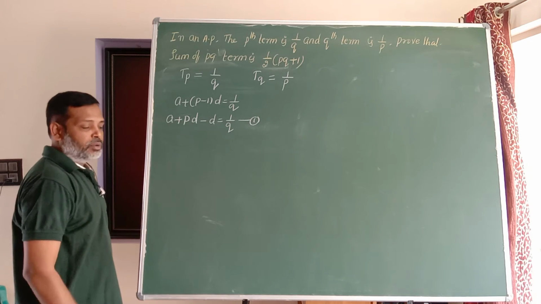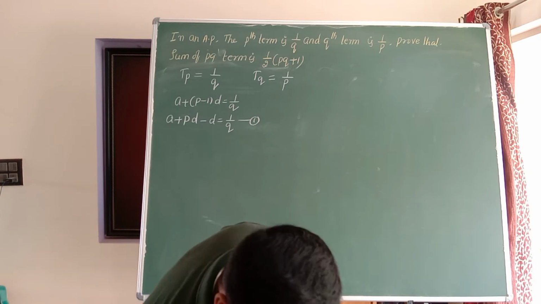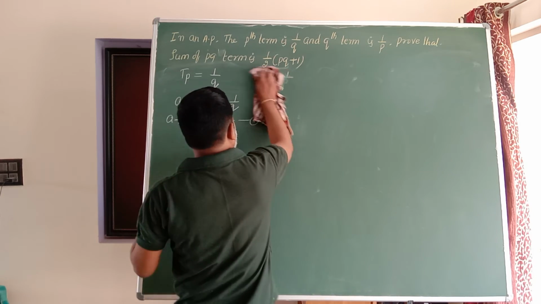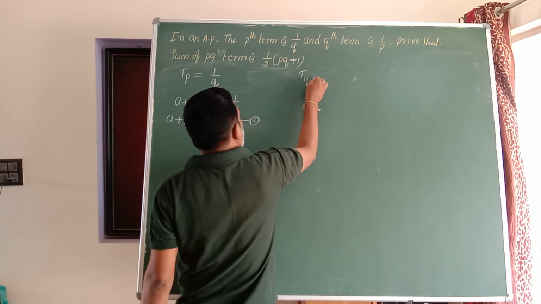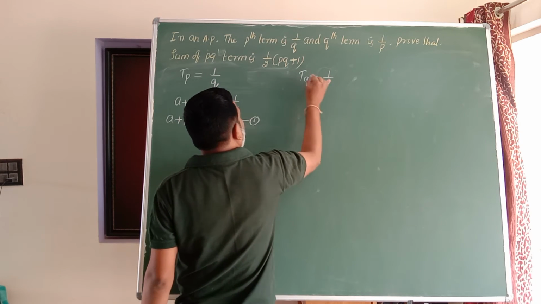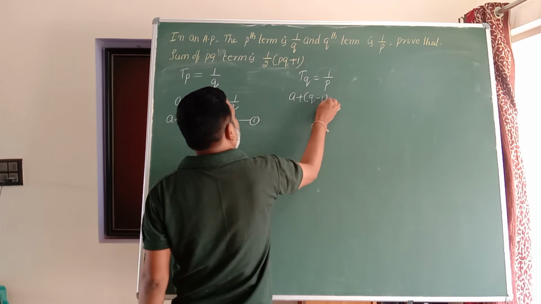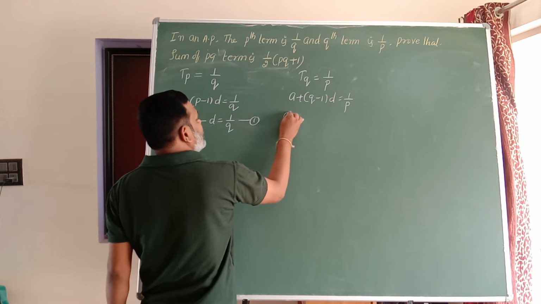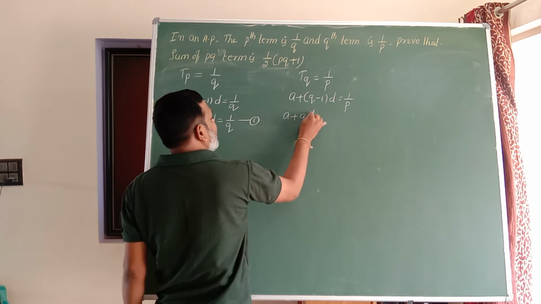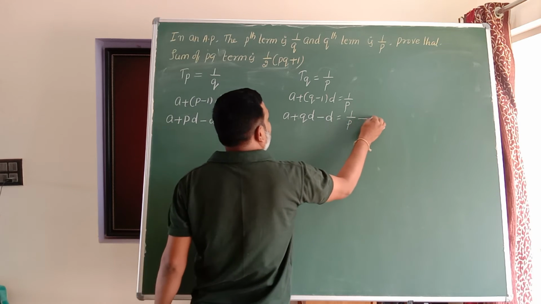It is very similar to a previous problem. So Tq, what are they given? Tq is 1 by p. So they are given Tq is equal to 1 by p. What is the Tq formula? a plus (q minus 1) into d is equal to 1 by p. Look here, a plus qd minus d is equal to 1 by p. Let it be equation number 2.